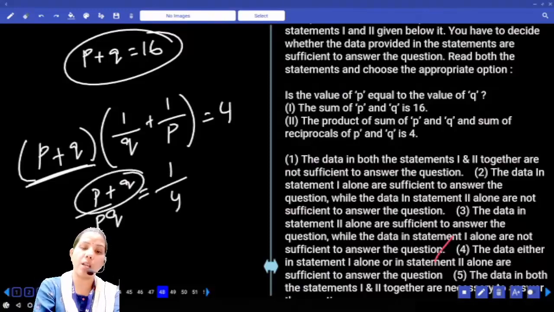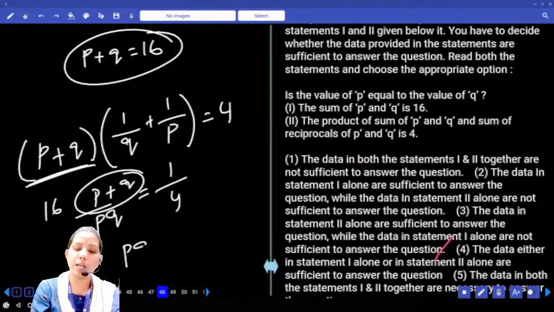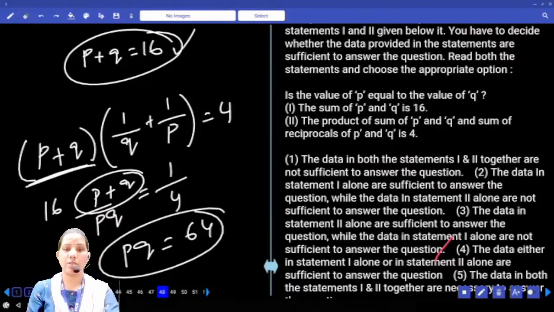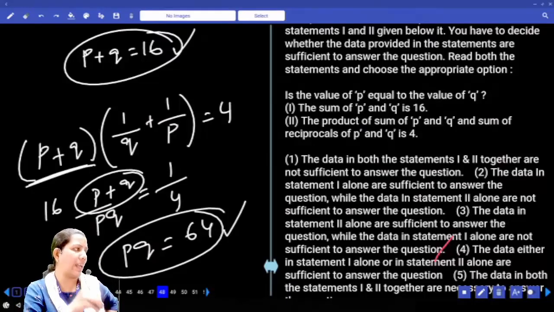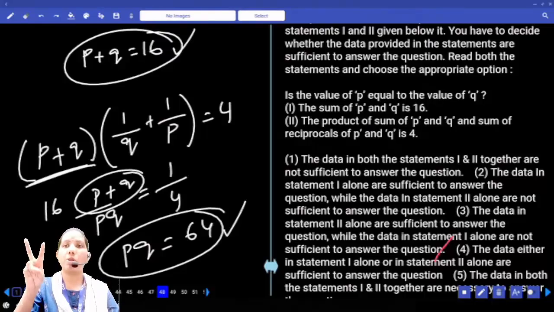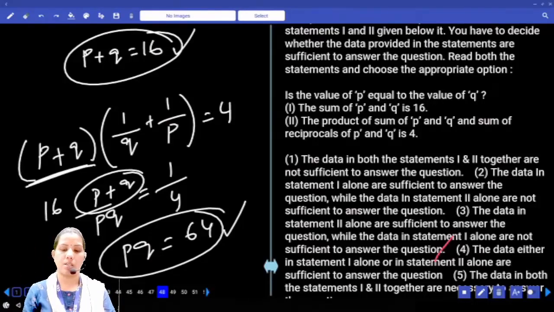What is P plus Q value? 16. Finally conclude that P into Q is equal to how much? 64. P plus Q is equal to 16 and P into Q is equal to 64. Definitely P and Q are equal, that is 8 and 8 only, by using 1 and 2 together. 1 and 2 together are sufficient to answer the question.